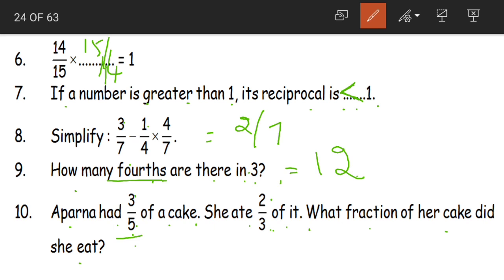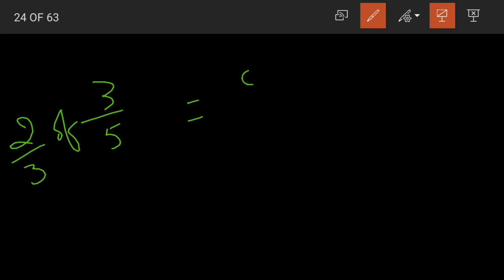There was a big cake of which she had only the 3 by 5th part, and from that 3 by 5th she ate 2 by 3. She ate 2 by 3 of this 3 by 5. So what fraction did she eat? 2 by 3 of 3 by 5. How will we find out?